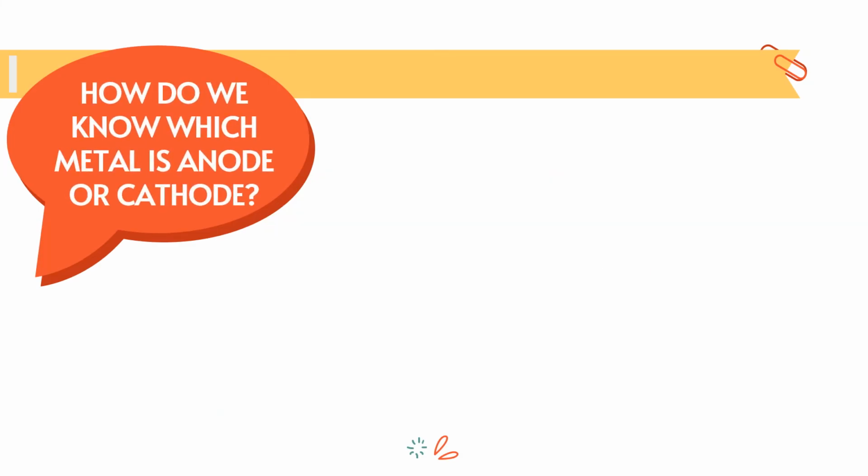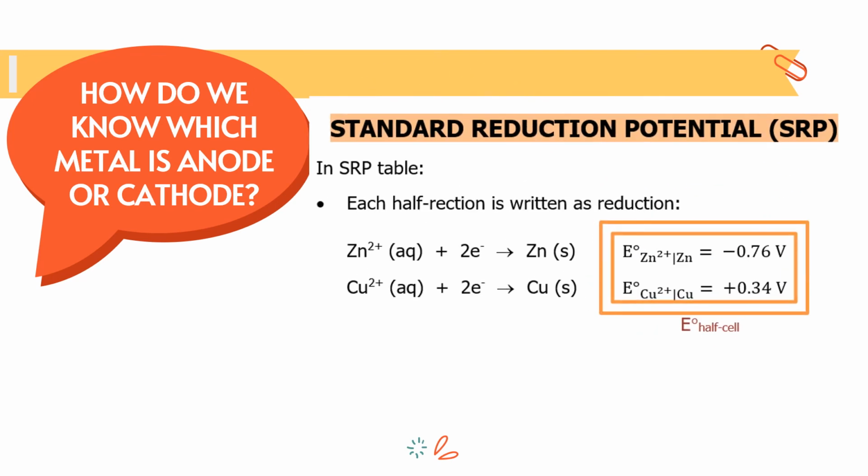Now, how do we know which metal is the anode or cathode? Like I mentioned earlier, how do I determine zinc will be the anode and copper will be the cathode? I mentioned the SRP, the standard reduction potential table. So this is your standard reduction potential. What I meant when I said look at the value on the SRP table is this value that you will look at.